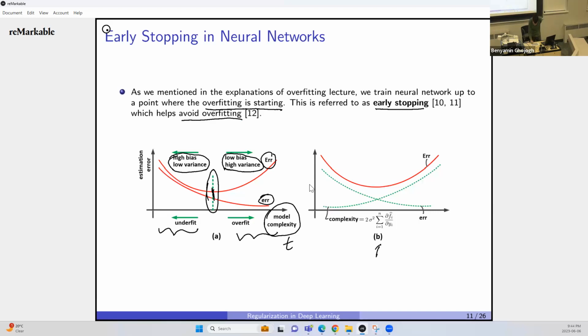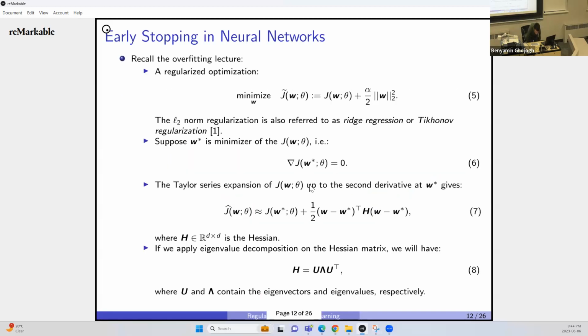Okay, and this figure also, we talked about it in the lecture of overfitting. We were saying that, using Stein's unbiased risk estimator, why this validation error goes up after a while. Recall the overfitting lecture. This is a regularized optimization. The L2 norm regularization is also referred to as ridge regression or Tikhonov regularization. Tikhonov, I think, is a Russian scientist.